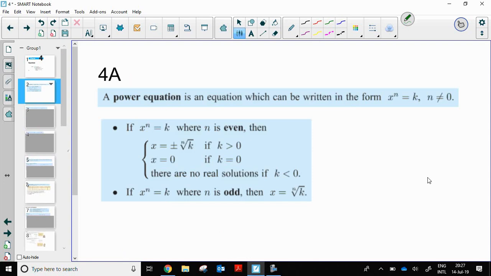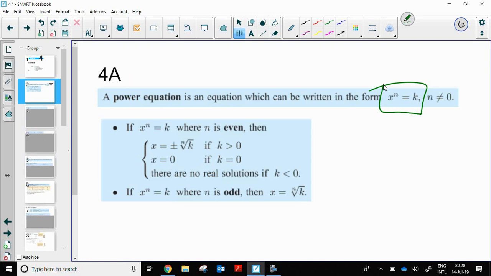All right, so section A, power equations, just an equation in this form. Okay, so x squared equals a constant. That's a power equation that happens to be a quadratic equation. X cubed equals a constant. That's a power equation that just happens to be a cubic equation. So power equation is just a general name for any equation that is in that form.